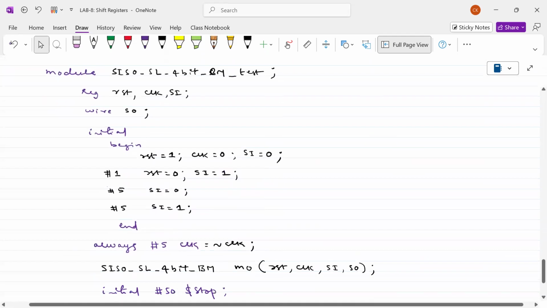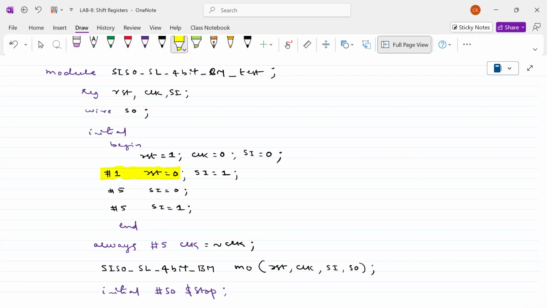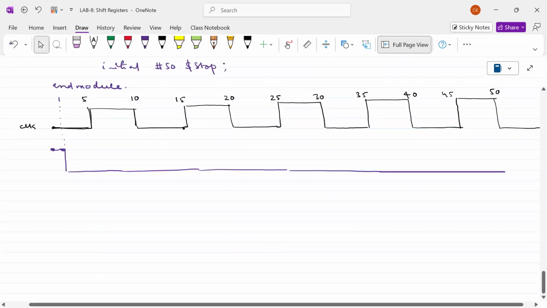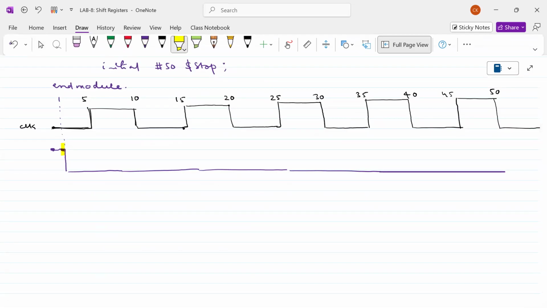Therefore, this is what I have written. RST is equal to 0 at 1 nanosecond. At 0 nanoseconds this is 1. At 1 nanosecond RST is 0. Therefore, till 1 nanosecond it is 1, and from 1 nanosecond onwards it will be 0. Right, this is called RST.